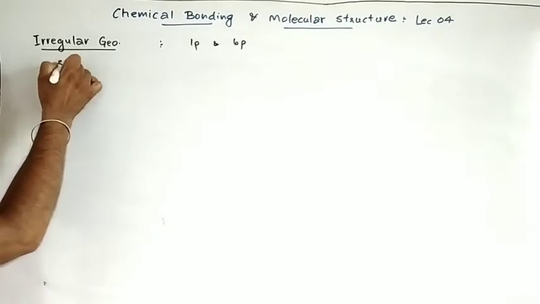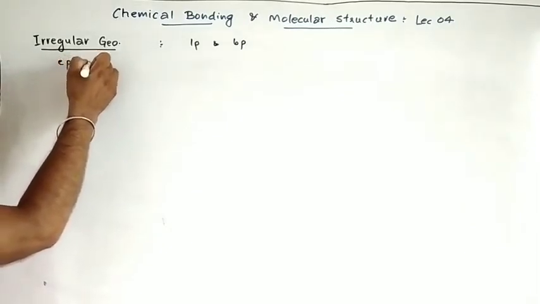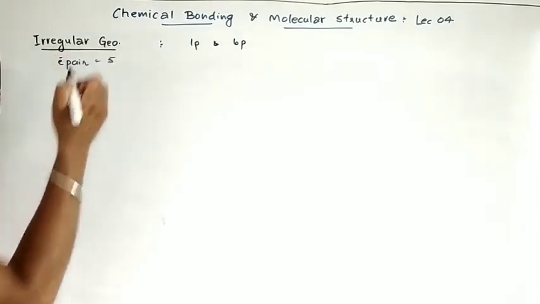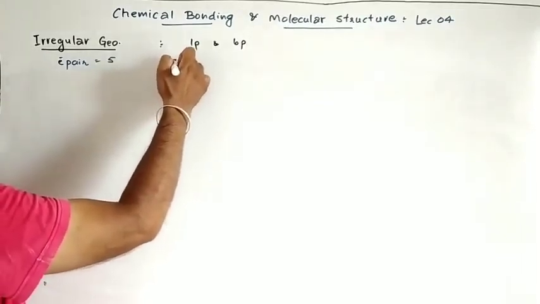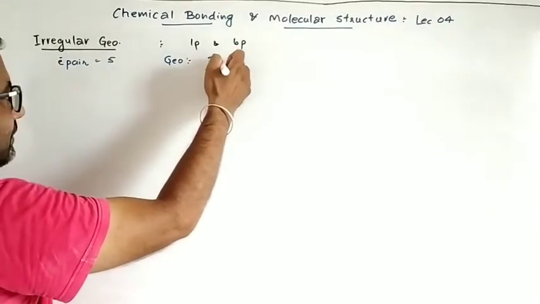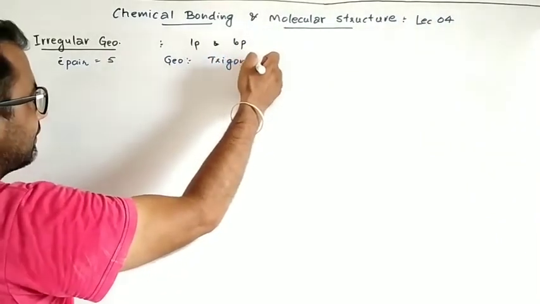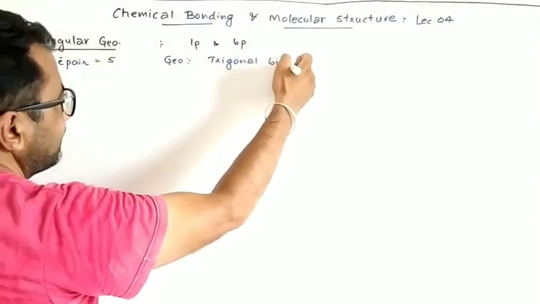Next is electron pair 5. And when the electron pairs are 5, we know the geometry is trigonal bipyramidal.